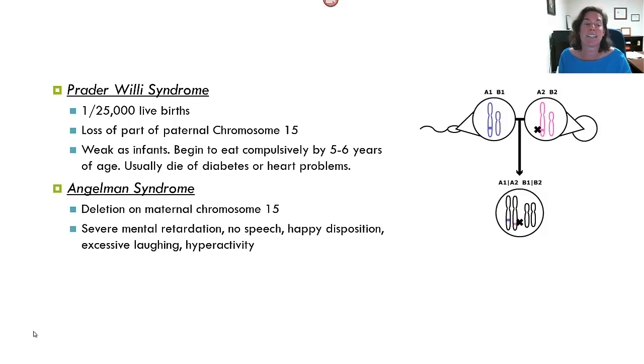Angelman syndrome is the deletion in the same section of chromosome number 15, but it's on the chromosome that you inherit from your mother. It's also associated with severe mental retardation, no speech, happy disposition, excessive laughing, hyperactivity, a whole variety of symptoms.